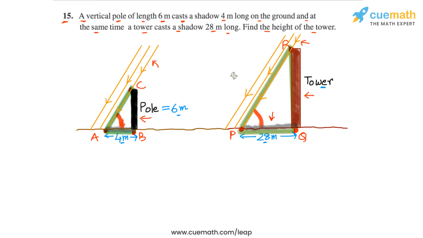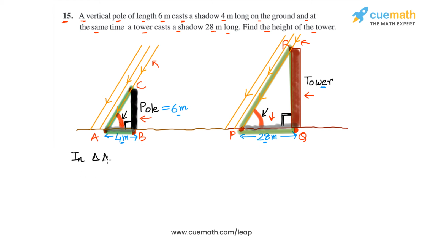And now it's easy to see that these two triangles must be similar. Why? Because the angle at A is equal to the angle at P, because the shadows are being measured at the same time, and also angle ABC is 90 degrees because the pole is vertical, and similarly the tower is vertical, so angle PQR is also 90 degrees. So by AA similarity, the two triangles will be similar, and therefore the sides of the triangles will be proportional, and from there we can find the height of the tower. Okay, so let me write this reasoning now.